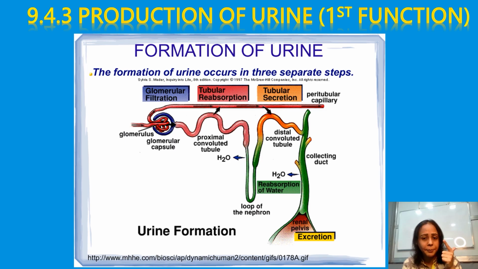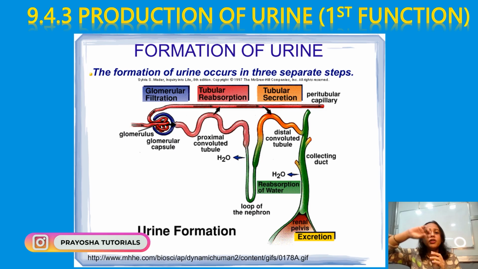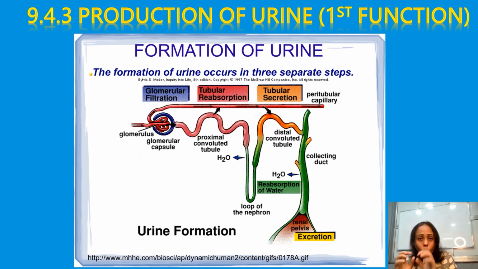After that, it will continue and go into the distal convoluted tubule, where the liver is going to give the detoxified material, that is, tubular secretion will take place. So from the liver, all the extra waste will be given in the distal convoluted tubule. Finally, this will enter the collecting ducts.